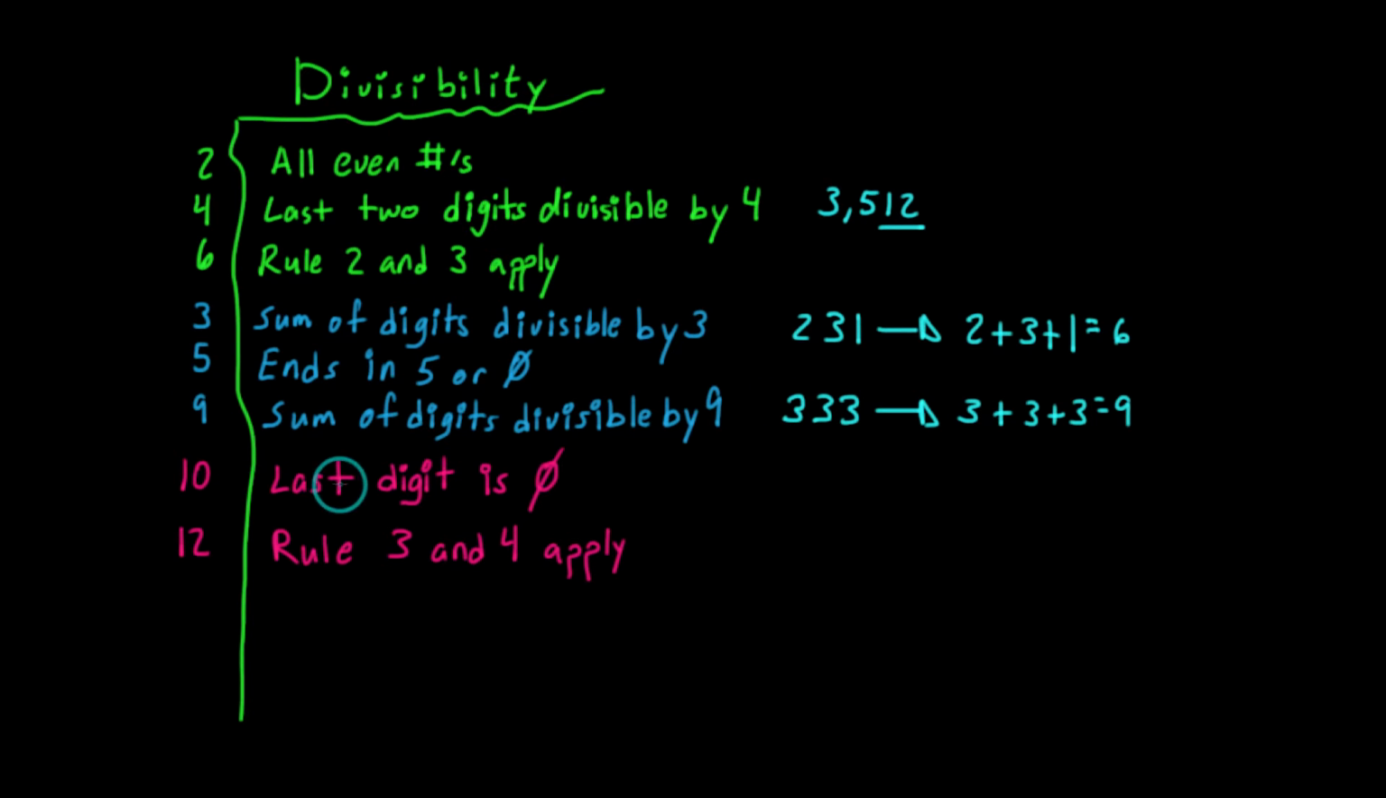The rule of 10 says the last digit is 0. So if the last digit's a 0, it must be divisible by 10. And the rule of 12 says the rule of 3 and the rule of 4 both apply. They both have to work for the rule of 12 to work.